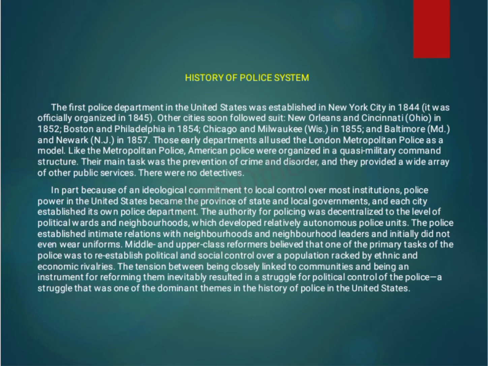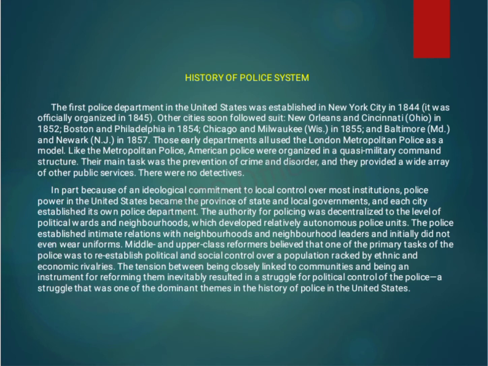In part because of an ideological commitment to local control over most institutions, police power in the USA became the province of state and local governments, and each city established its own police department. The authority for policing was decentralized to the level of political wards and neighborhoods, which developed relatively autonomous police units. The police established intimate relations with neighborhoods and neighborhood leaders and initially did not even wear uniforms.